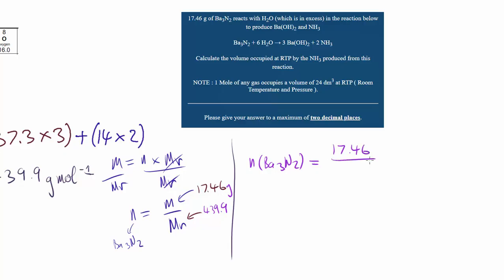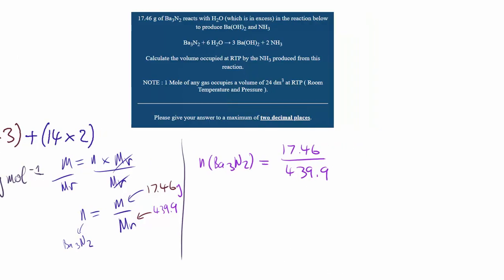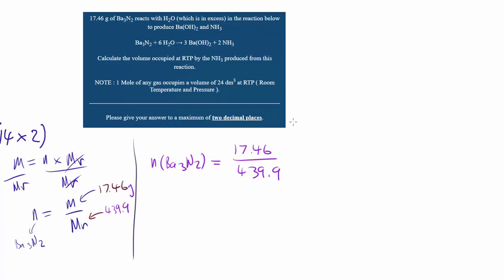17.46 divided by 439.9, right? And yeah, if you work that out, you should be able to get the moles for the Ba₃N₂. So that's going to give you 0.0396908, right? And that's going to be in moles. And this is going to be the moles for the Ba₃N₂.